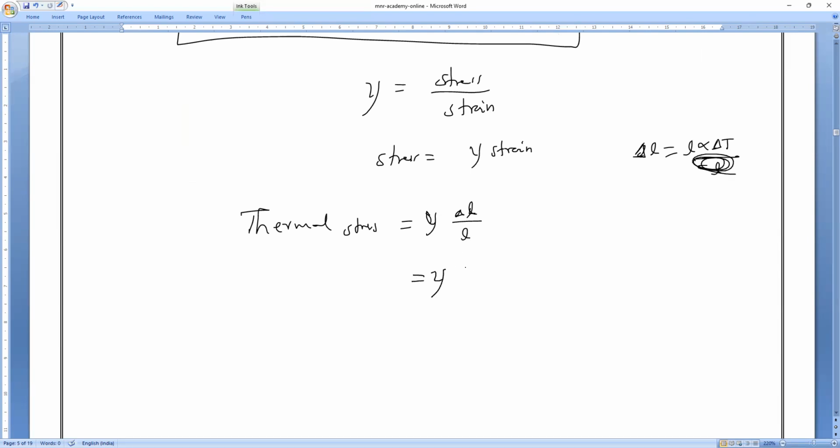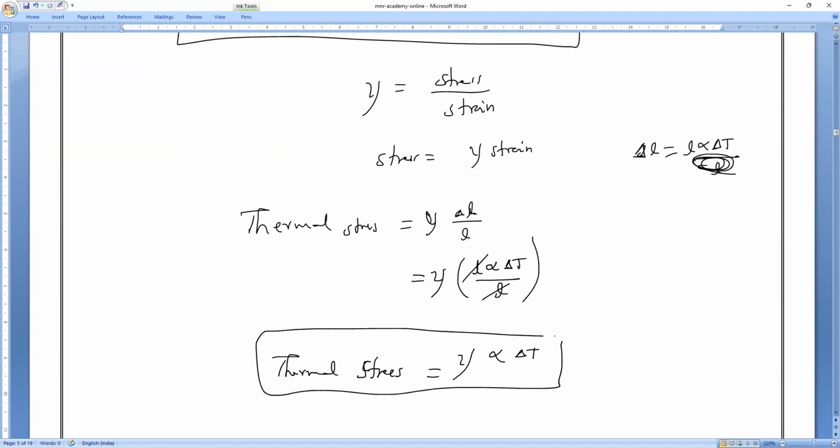So Young's modulus is equal to, delta L means original length into alpha into change in temperature, divided by L. So L and L will get cancelled. So we get thermal stress is equal to, if there are no free ends, Young's modulus into alpha into delta T. This is the formula for thermal stress. Please all of you write it. Any doubt, anybody can ask me.